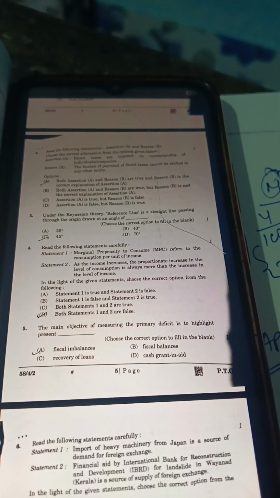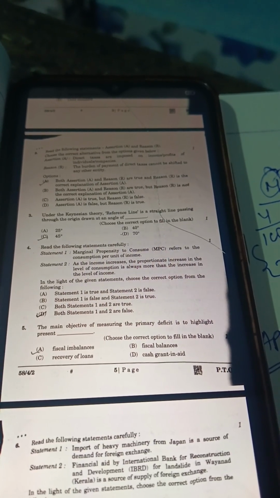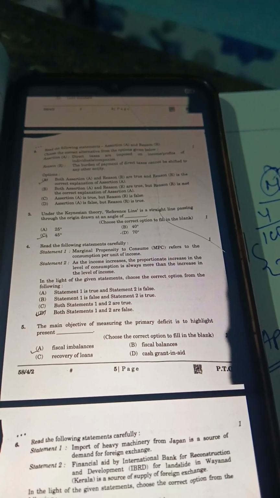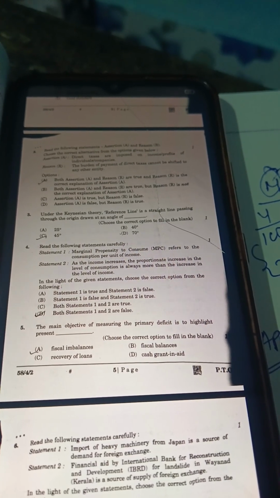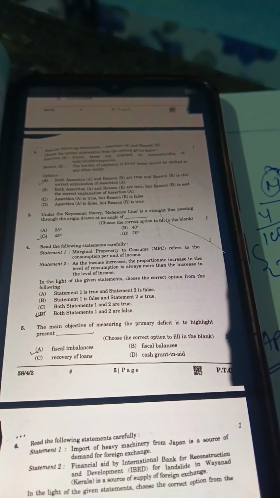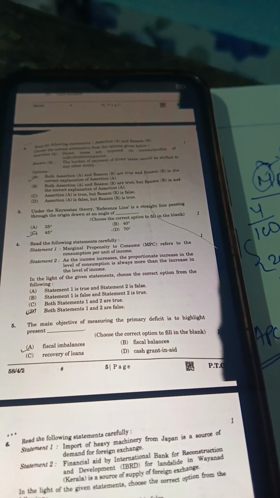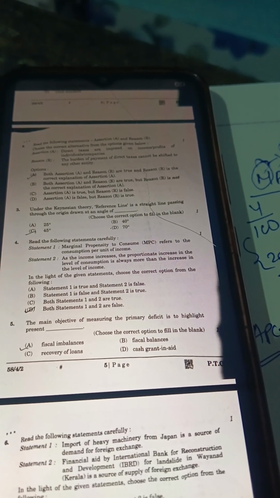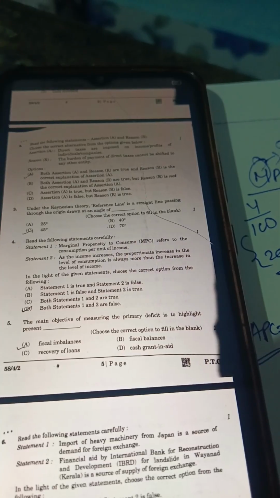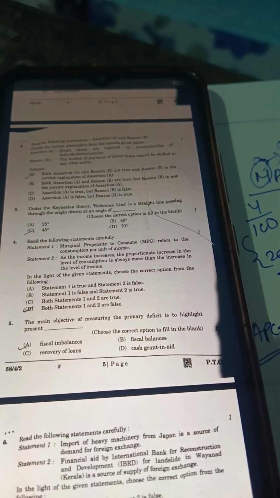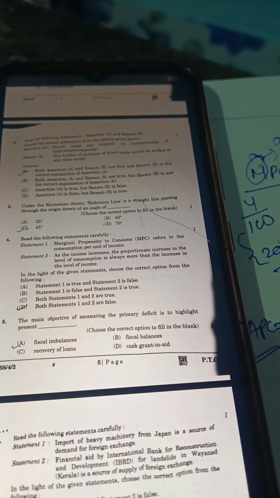And statement 2, as the income increases, the proportionate increase in level of consumption is more than the increase in the level of income. No, this statement is also wrong. Why is this statement wrong? Because as income increases, there will be an increase in both income as well as consumption. But the increase in income will always be greater than the increase in consumption. Consumption never increases more.